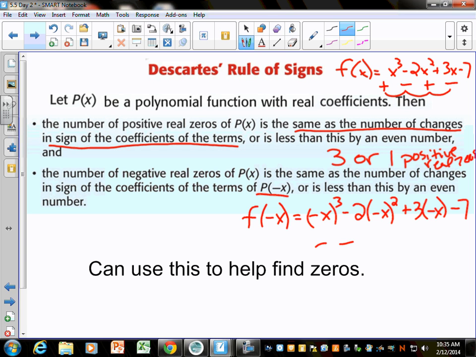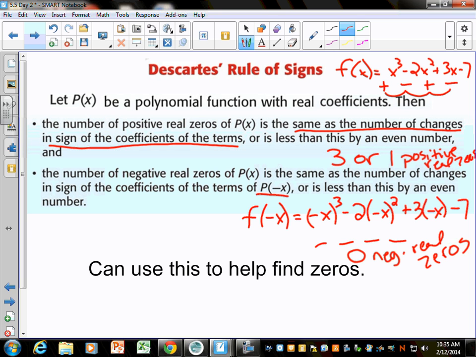3 times a negative x, that's odd, that's going to change to a negative. And this 7 cannot change because there's not even an x in it, which means all of these end up being negative signs. So we would say there are 0 negative real zeros.